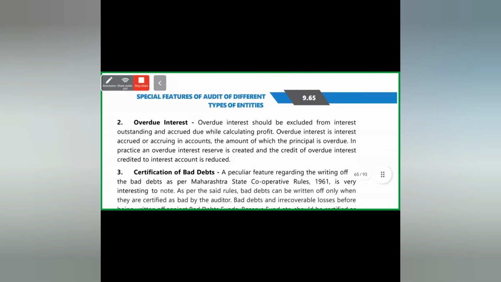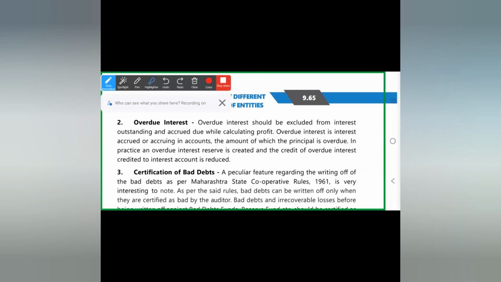In case of overdue interest, this overdue interest shall be excluded from the interest outstanding and accrued while calculating profit. So overdue interest is interest accruing in accounts, the principal of which is overdue. In practice, an overdue interest reserve is created, and the credit of overdue interest to interest account is reduced.